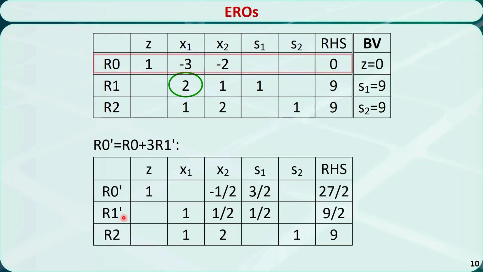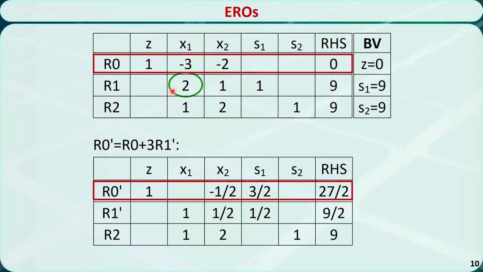Then we remove this coefficient in row 0 by adding 3 times row 1 to row 0. It's called row 0 prime. This will be gone. This will be changed to minus 1 over 2. This, 3 over 2. And the right-hand side is now 27 over 2.